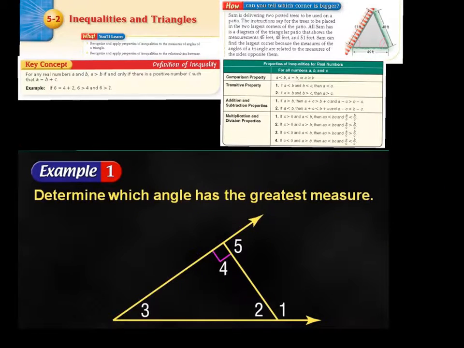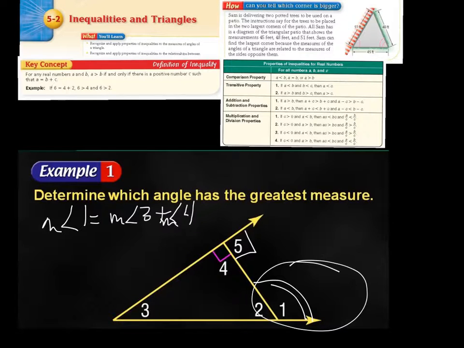Example 1, they ask us to determine which angle has the greatest measure. Well, angles 4 and 5 are both 90. I don't know exactly what 2 or 3 is, but I can see that 1 is an exterior angle, so the measure of angle 1 must be equal to the measure of angle 3 plus the measure of angle 4. So 1 is going to be our greatest angle in that diagram, also because it's the only obtuse one, which goes to reason. So our answer would be angle 1.